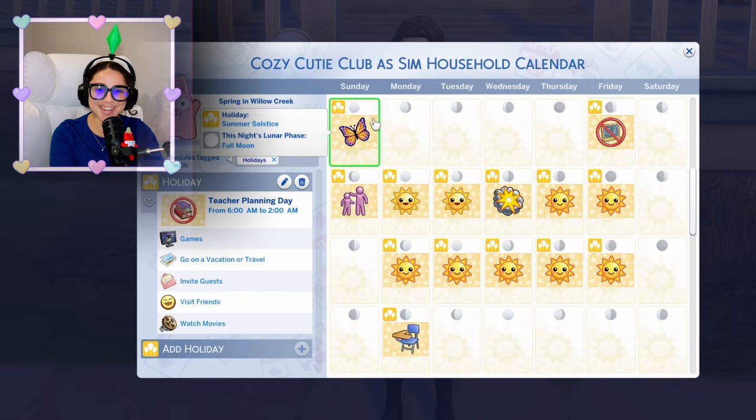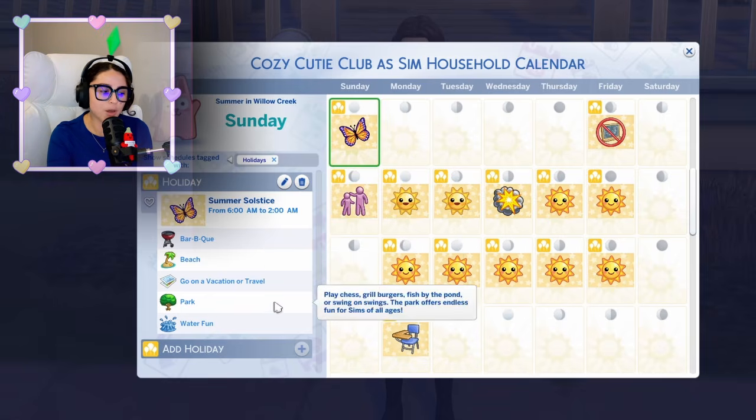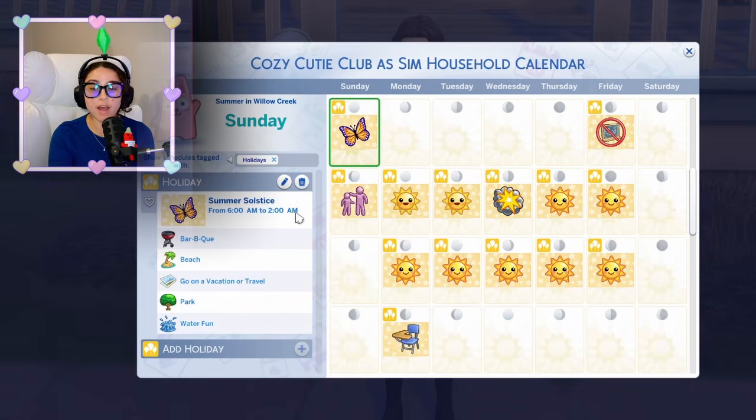First, summer solstice. I was actually on the fence about including this in the video or in the guide, but I feel like it's just bringing in a bit of that Sims whimsy and a good excuse to go out and go to a summer festival, or maybe you get a telescope if you're into logic and you want to stare at the moon, or I don't know, because it's the longest day of the year or something like that. You could have a summer solstice bonfire at the beach. I mean, there's so many good ideas. So for summer solstice, we have barbecue, beach, go on vacation or travel, park, and water fun. It is not a day off from school.